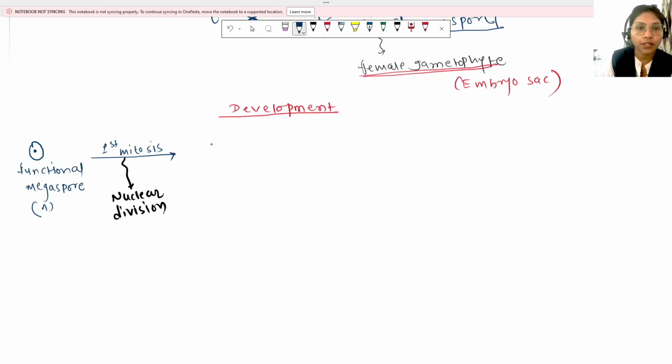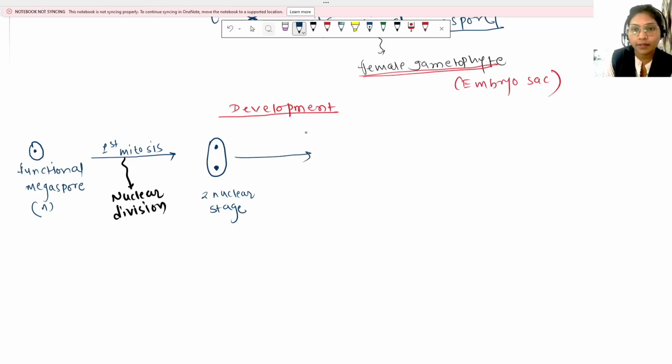First, there will be only nuclear division, and the cytoplasmic division will take place later. Then this functional megaspore will undergo the first mitotic division, which is a nuclear division first, and the nucleus of the functional megaspore will divide into 2. The stage is the 2 nuclear stage, a cell with 2 nuclei.